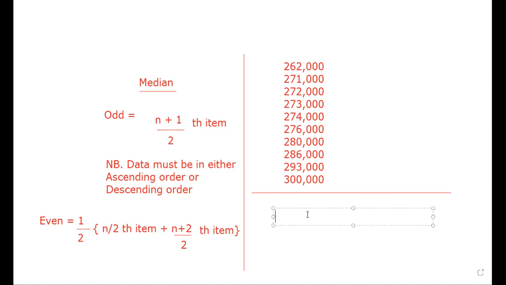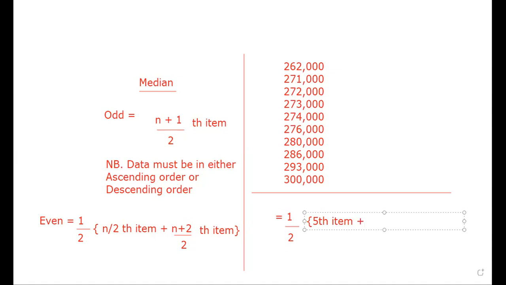So in this case, what we are expected to do is to have our 1 divided by 2. Then in brackets, n divided by 2. N divided by 2 is 10 divided by 2, which is the 5th item. It gives you 5, and then the th next to it makes it the 5th item.